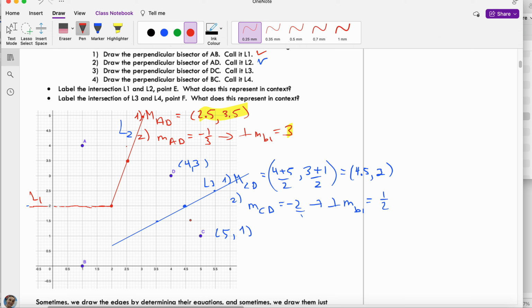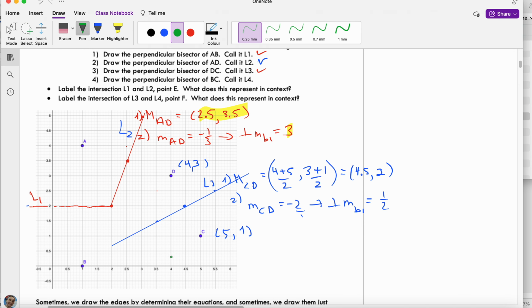What does this mean in context, by the way? What this means is that if you live somewhere here, the closest fire station to you is going to be station D. If you live somewhere here, the closest fire station to you is going to be C, okay? All right, so next job. Boom, done. All right, let's go green.